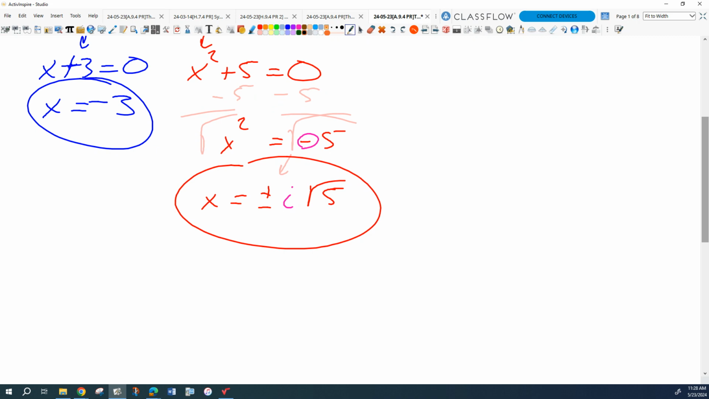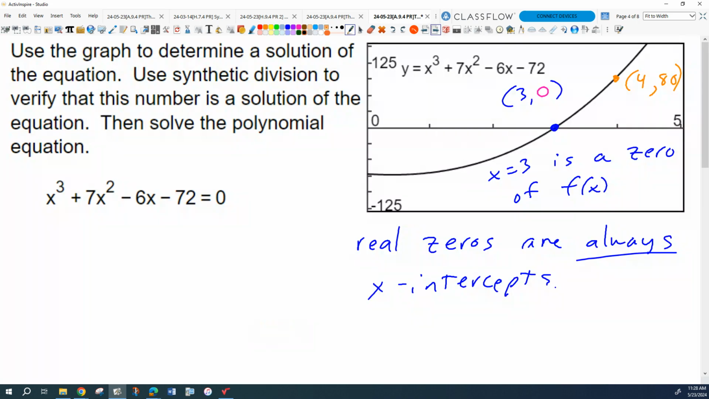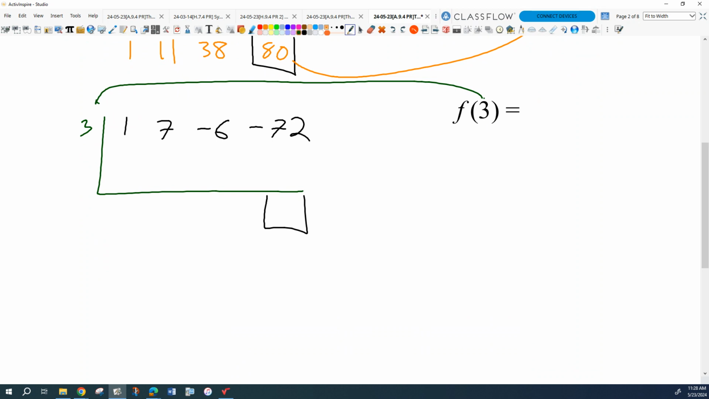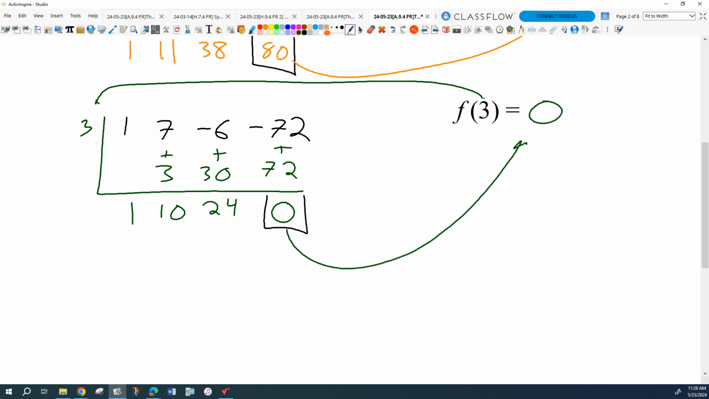All right, so then let's go back to our problem. You guys are right. You predicted correctly. The output is going to be 0. Let's just show that that happens. We'll prove it. So what happens here? If I bring the 1 down, 1 times 3 is 3, plus 7 is 10, times 3 is 30, plus -6 is 24, times 3 is 72. Oh, what do you know? We get 0 for our remainder box, which tells me that the value of the function is 0. Sure enough, right? It worked, okay?